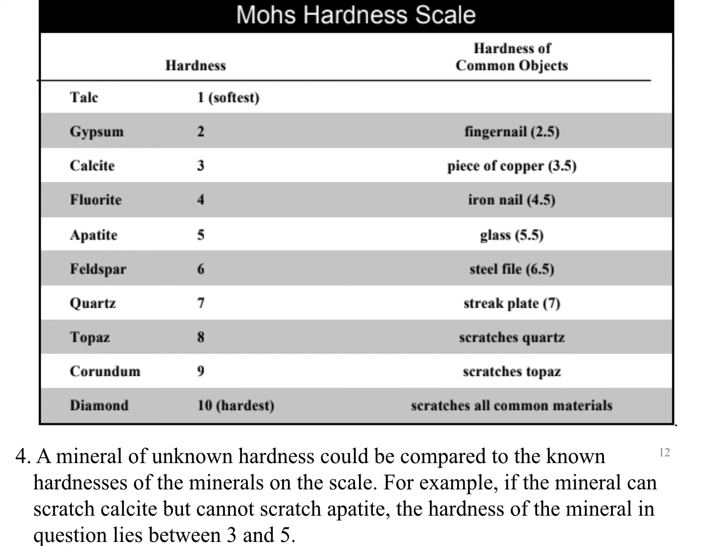So I'd have to compare the hardness to known minerals. So if the mineral can scratch calcite, which is a 3, but cannot scratch apatite, which is a 5, the hardness would be somewhere between 3 and 5, because it can scratch a 3, but not a 5.